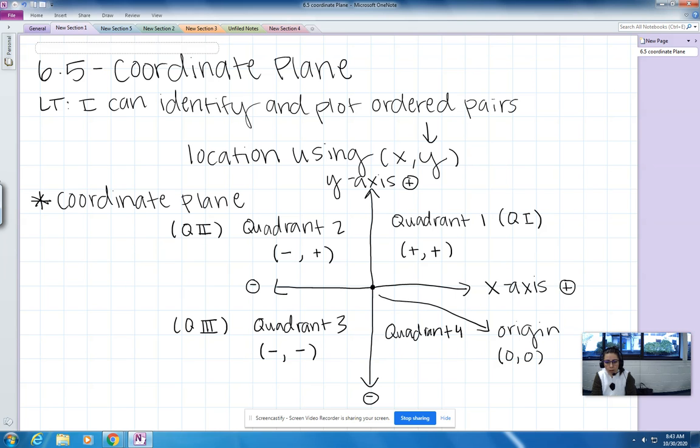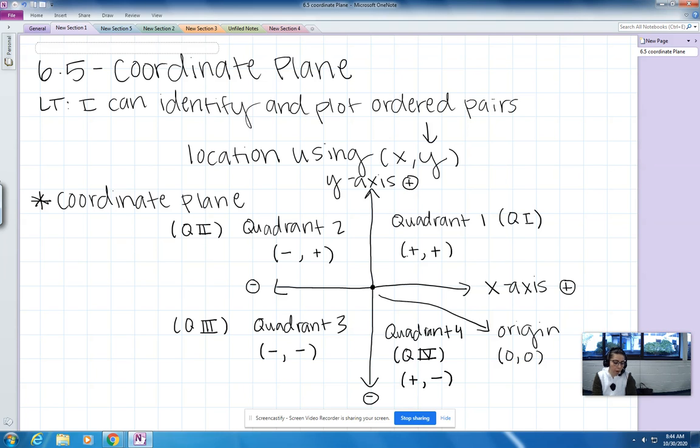Quadrant 4, often referred to as Q Roman numeral 4, so that looks like an IV. In quadrant 4, we are to the right of the origin, so that means all of our x values are positive. We are also below the origin, so that means all of our y values are negative. So every ordered pair, every location in quadrant 4 has a positive x and a negative y.